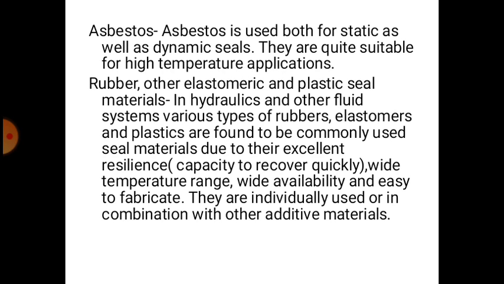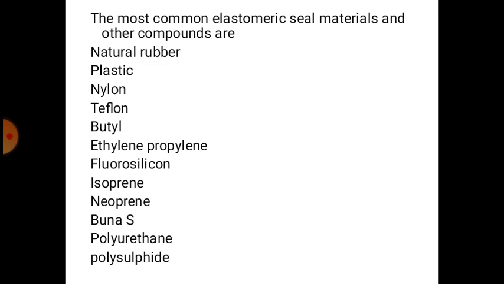They are used individually or in combination with other additive materials. The most common elastomeric seal materials and other compounds are natural rubber, plastic, nylon, Teflon, butyl, ethylene, propylene, fluorosilicon, isoprene, neoprene, buna-S, polyurethane, polysulfide.